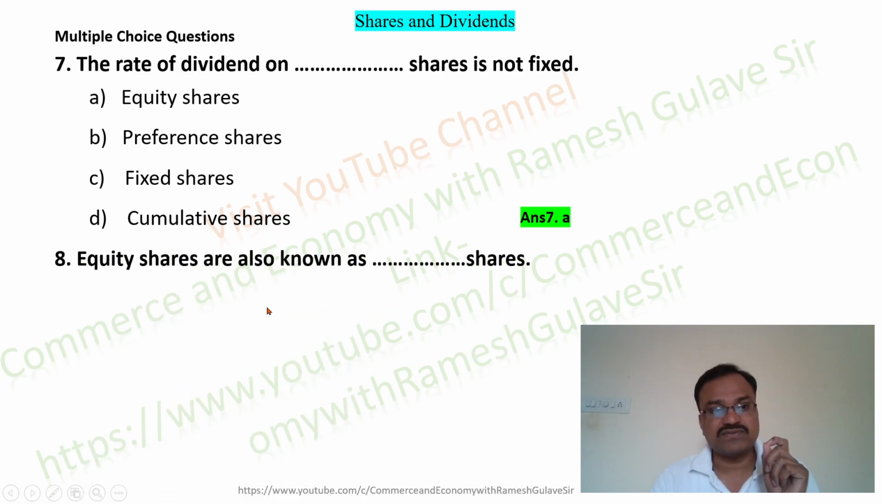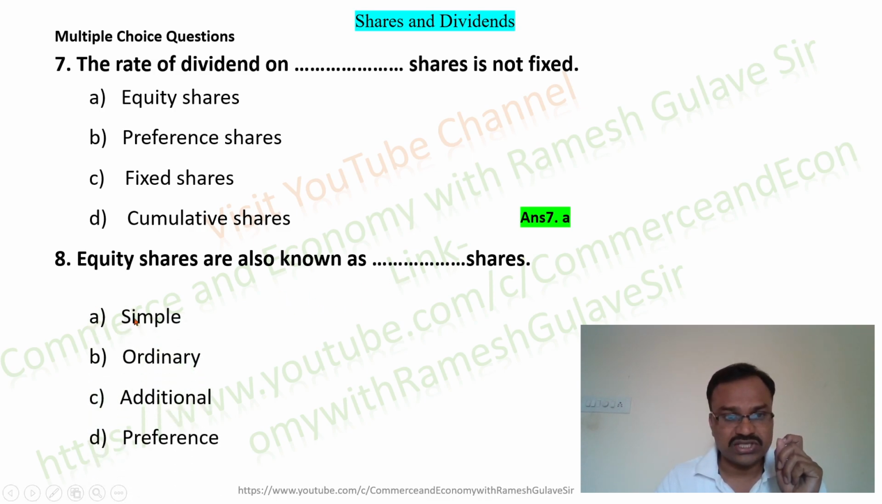Let us move on to the next question, and it says equity shares are also known as dash shares, and the options are simple, ordinary, additional, preferred. See, equity shares are also known as ordinary shares. So here option B is the right answer.